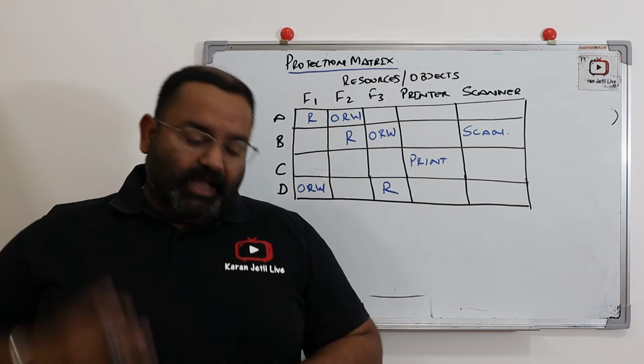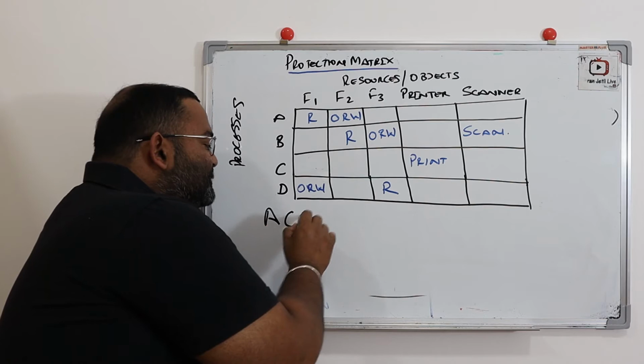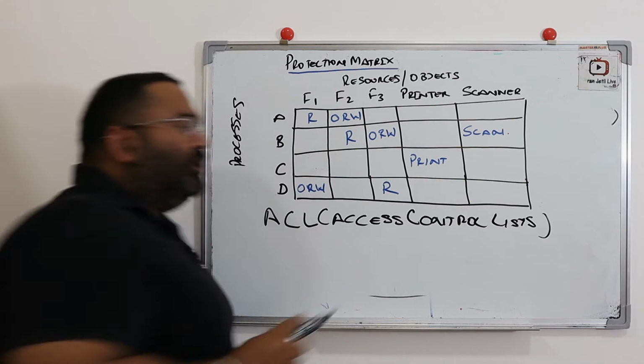Okay, after this, the next thing which comes when we talk about the protection matrix is another term, which we call ACL, access control lists. Now what is an ACL?